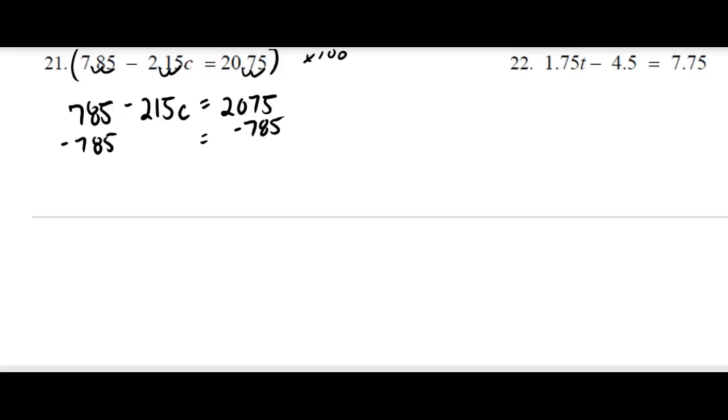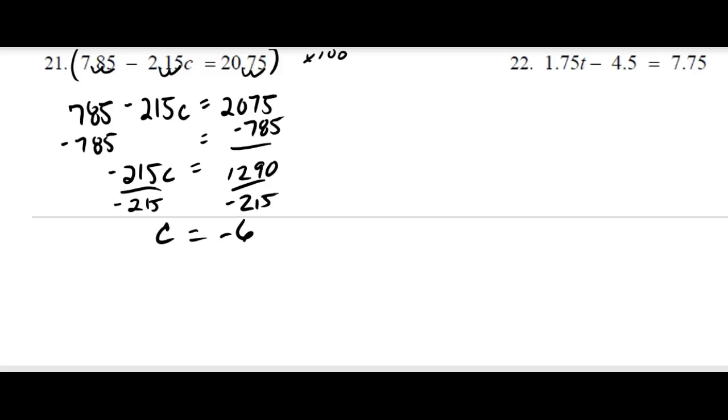So I have to grab my phone here real quick. And I have 2075 minus 785. And that should have left you with 1290. Everything else drops down, so I have negative 215c. So then I take that 1290, divide it by 215, and I'm going to get an answer when I divide by negative 215, showing my work there. And I'm going to get an answer of negative 6. Okay, that's 1290 divided by negative 215.